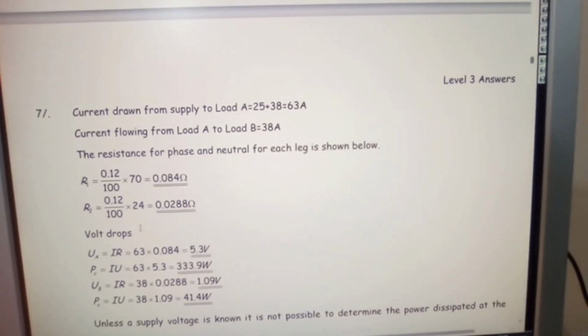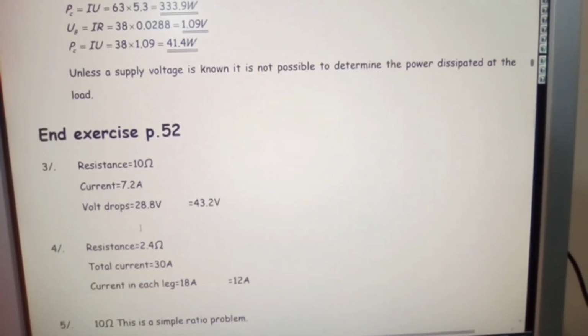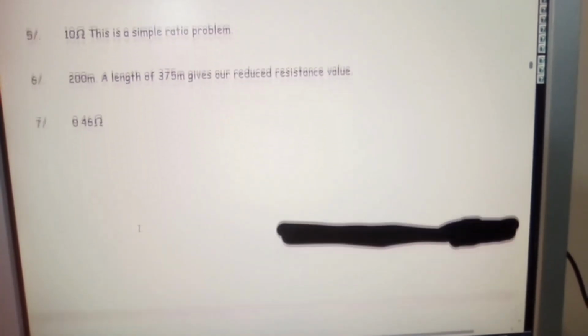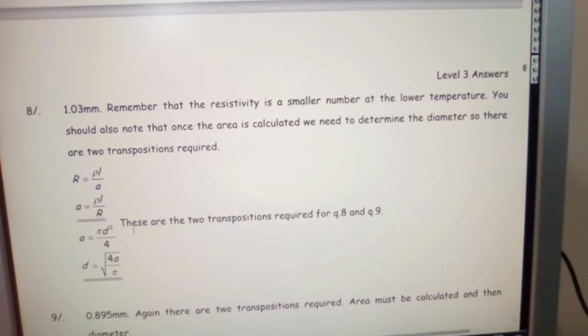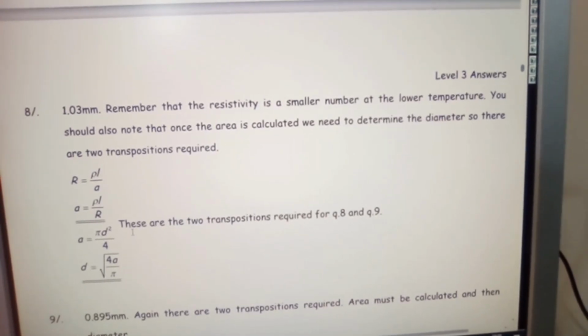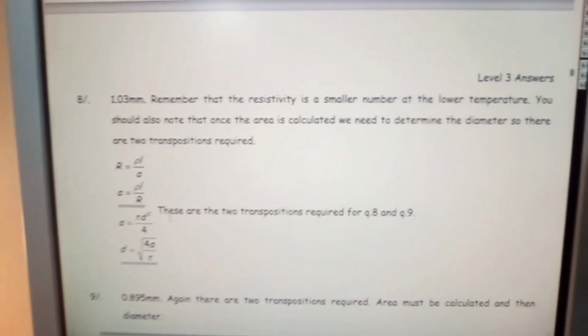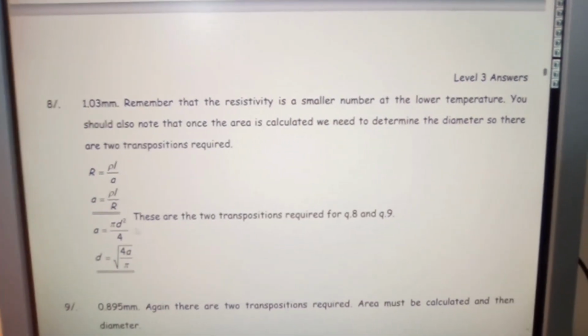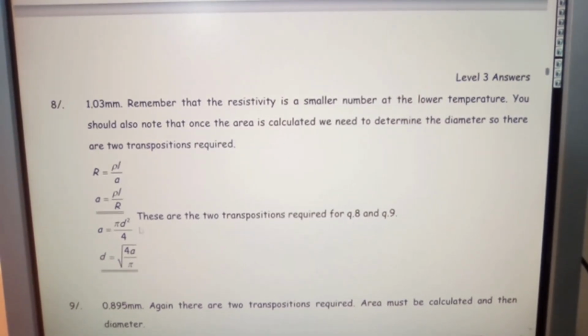There's not a lot here for me to tell you or to say. A lot of this you should already be familiar with. And it's showing you here the transposition of your formulae.